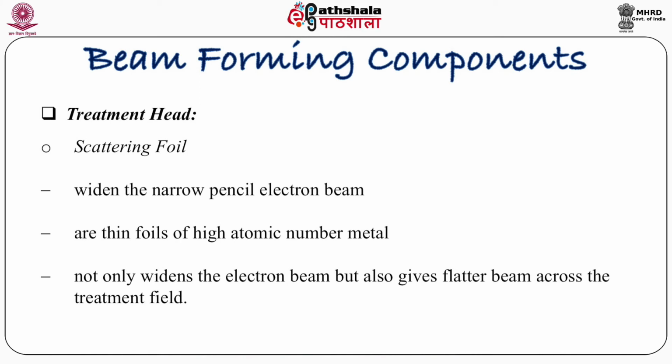These scattering foils widen the narrow pencil electron beam. These are thin foils of high atomic number material. They not only widen the electron beam but also give a flatter beam across the treatment field.